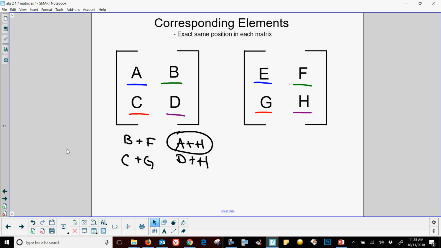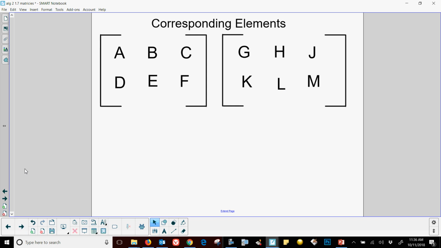Corresponding elements basically mean they are sitting in the same spot but in 2 different matrices. So A and E are corresponding elements. B and F are corresponding. C and G, D and H. So multiple choice might say, which of these 4 are not corresponding elements? And it would be A and H because they're in different spots. Corresponding elements work the same way if the dimensions are not 2 by 2.